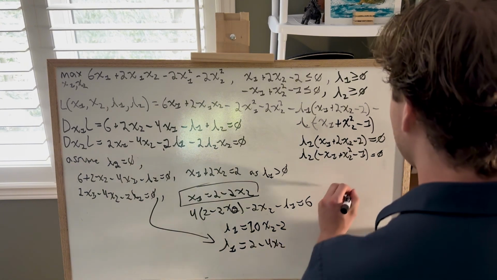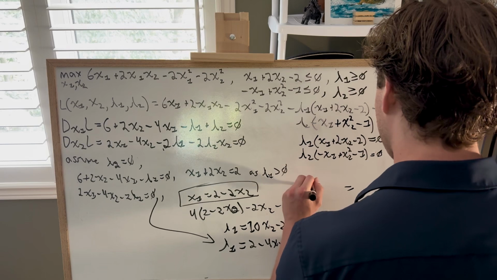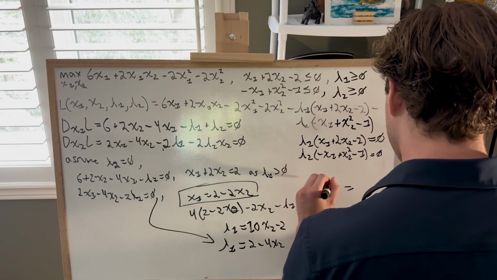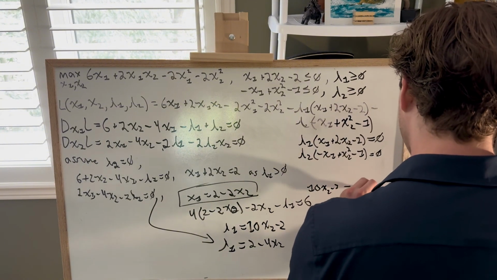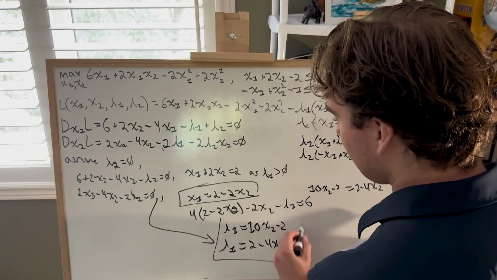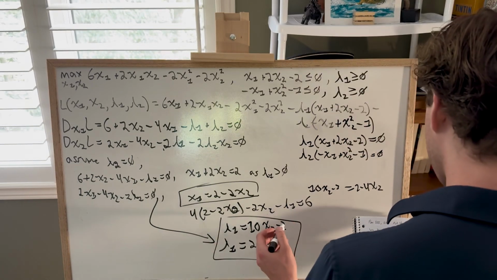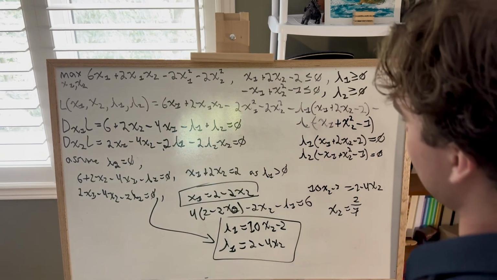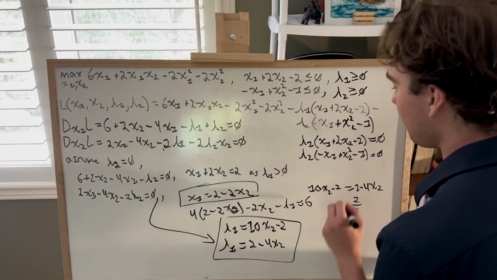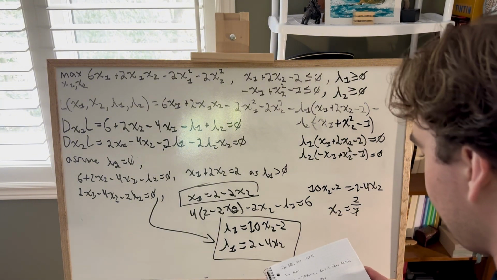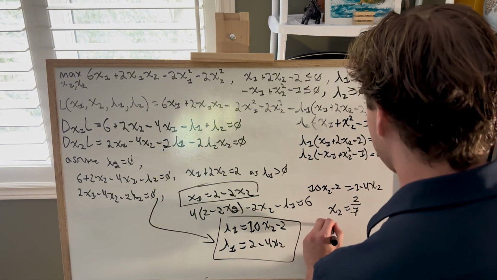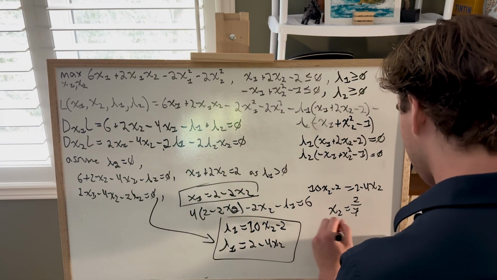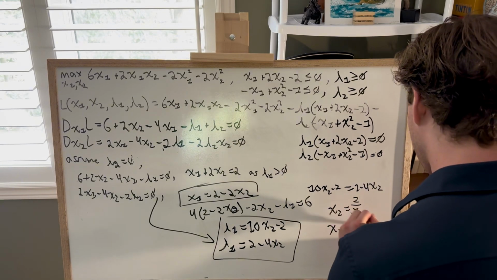We put them equal to each other because Lagrangian equals Lagrangian. The same thing, 2 less 4x2. And we find out that x2 equals 2 over 7. Just trust me, because this is easy math and I'm not going through the steps. Then you plug it back in, and remember we have this formula for x1. You find that x1 is equal to 10 over 7.